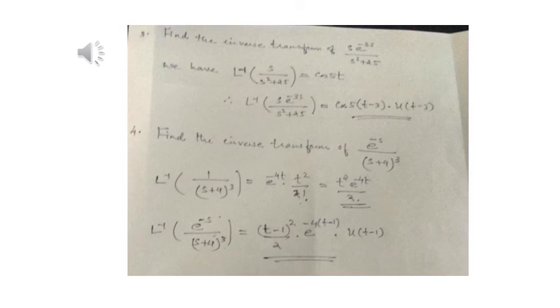Then next question, find the inverse transform of e raised to minus s by s plus 4 the whole cube. So L inverse of 1 by s plus 4 the whole cube is e raised to minus 4t into t square by 2 factorial. So that is t square e raised to minus 4t by 2. So L inverse of e raised to minus s by s plus 4 the whole cube is t minus 1 the whole square by 2 into e raised to minus 4 into t minus 1 into u t minus 1. So that is, instead of t, substitute t minus 1.